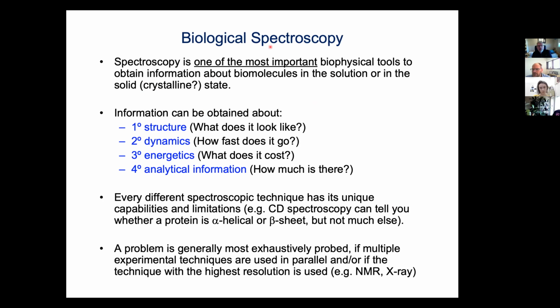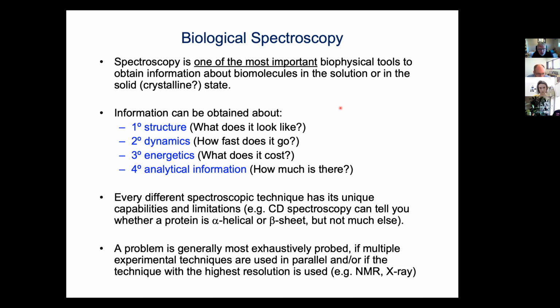Now, using the various spectroscopy tools that we have, we can actually learn quite a lot about these biomolecules that we are interested in. First of all, we can look at the structure. So I've just talked about protein structure. So we're talking about the 3D structure, what a protein looks like. Is it alpha helical? Is it beta sheet? How are the domains oriented with respect to each other? That's sort of 3D structure.